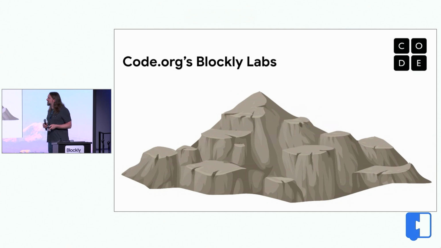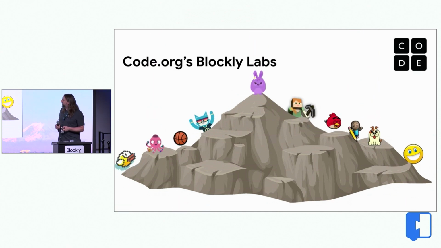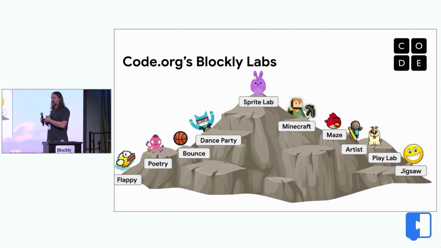So let's talk about this mountain of labs. We've got so much stuff. We have all these different Blockly labs. And when we decided to start with this, we picked our simplest one that just had a couple of blocks, which was Flappy down there at the bottom. And we gradually worked our way up the mountain. We made that quick win with accessibility right in between Dance Party and Sprite Lab. Sprite Lab's at the top of the mountain because that's a whopper.